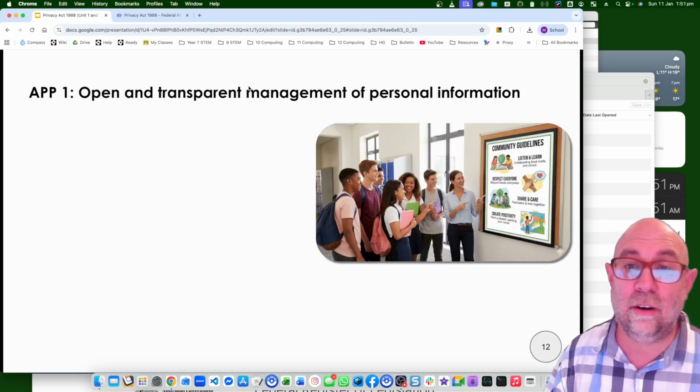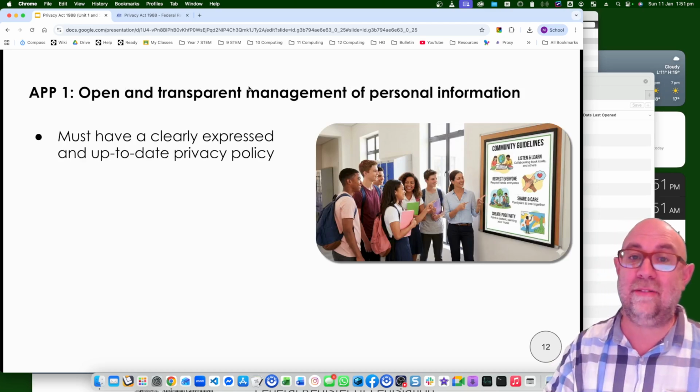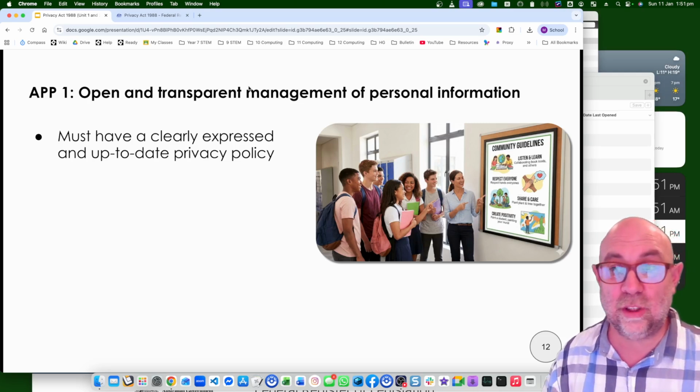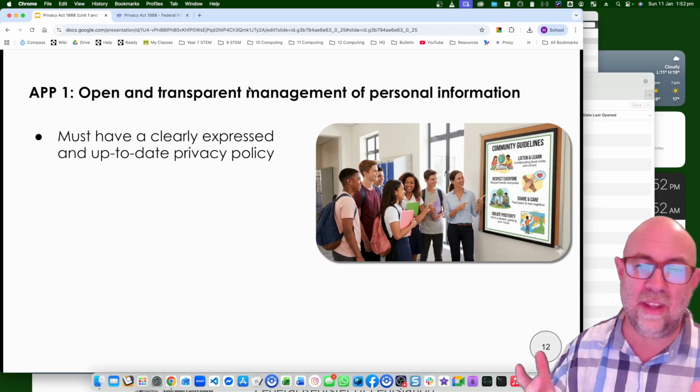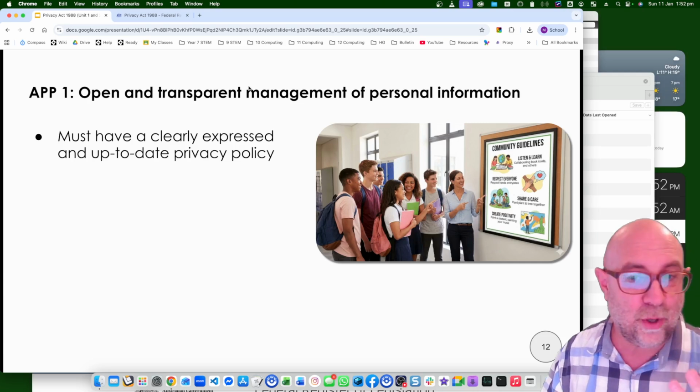So let's start off with APP1. APP1 says that you must have a clearly expressed and up-to-date privacy policy. You can't just wash your hands of it and say, we don't believe in that sort of thing, or we're not doing anything interesting, there's nothing to see here. It's the price of doing business.